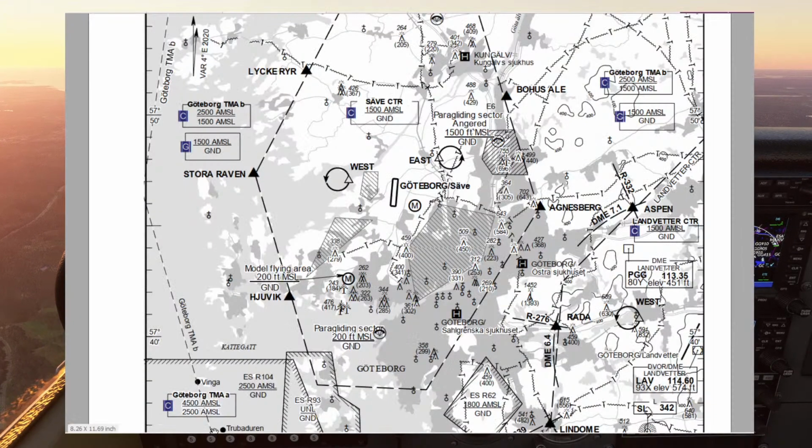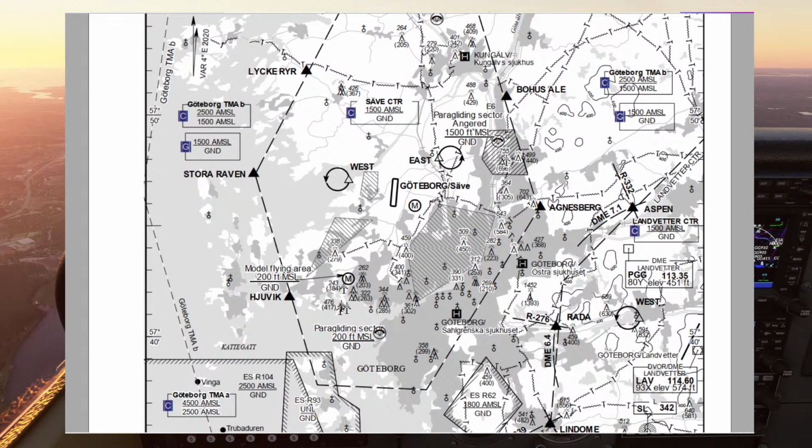So a quick look again at the visual approach chart. We're going to come in from the right here via Agnesberg. Agnesberg, Swedish, probably sounds better. And then we're going to enter between these two sectors here. So here's a paragliding sector, and here's a mainly noise abatement sector. They don't want you to fly over there. And then join in here and possibly go for a straight left base and straight in landing.